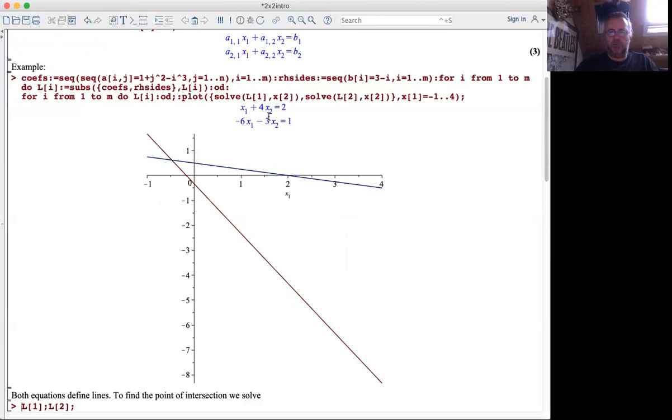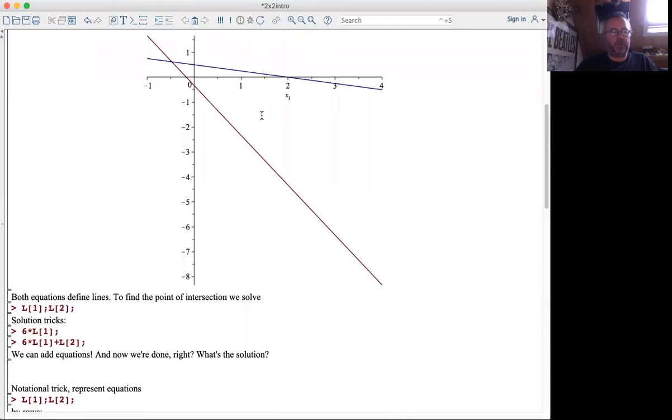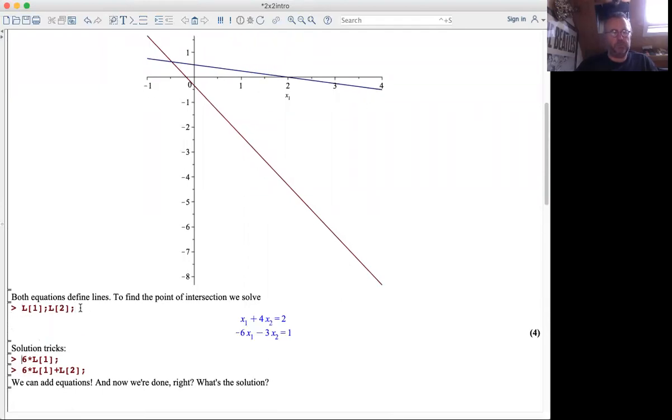Okay, I'm counting on the fact that what I just said about solutions of two linear equations, and a point of intersection being the solution of the system of two equations, is not completely new to you. But let me summarize. Both equations define lines, and the point of intersection will be the solution of this system.